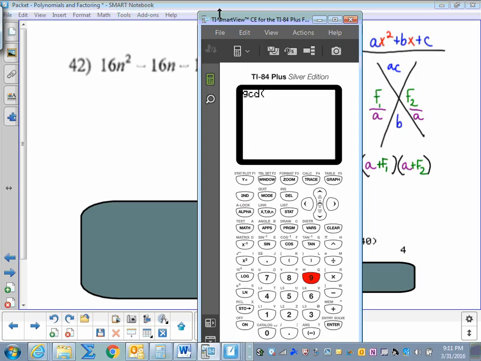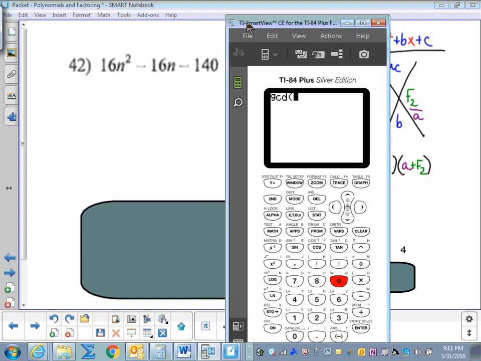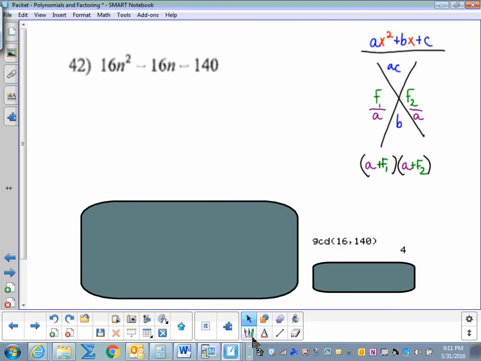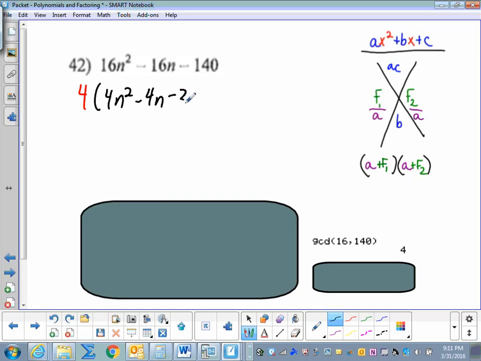So we want to see the greatest common factor of 16 and 140. We can only really do one pair at a time. So 16, 140, close your parens, and it'll tell us 4 is the greatest common factor. So let's factor out a 4. So that makes it 4n squared minus 4n minus 35.